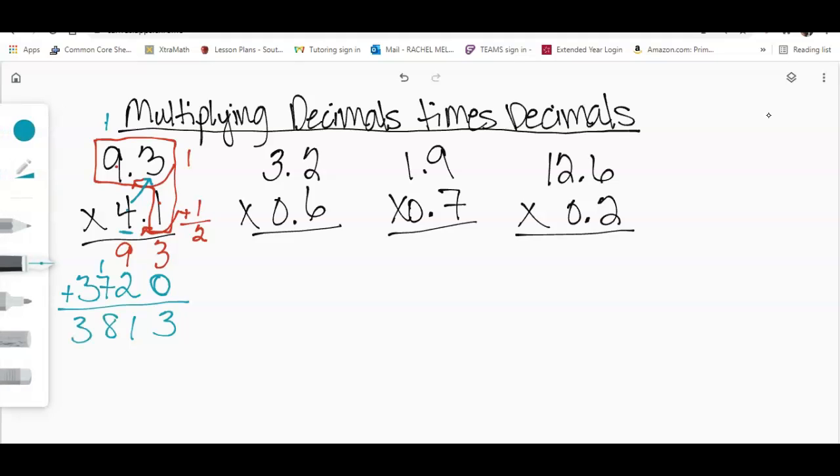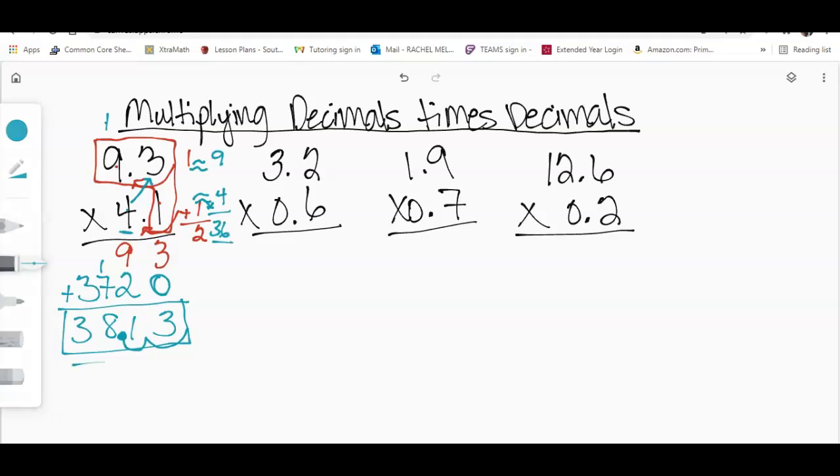Okay, and I've already figured out that my decimal needs to go over two places. So I start on my right and I go over 2. So my answer here is 38 13/100. Okay, I can check that by estimating. So I would round 9 3/10 to 9, and I would round 4 1/10 to 4. What's 9 times 4? That would be 36. Is 36 close to our product? Absolutely.